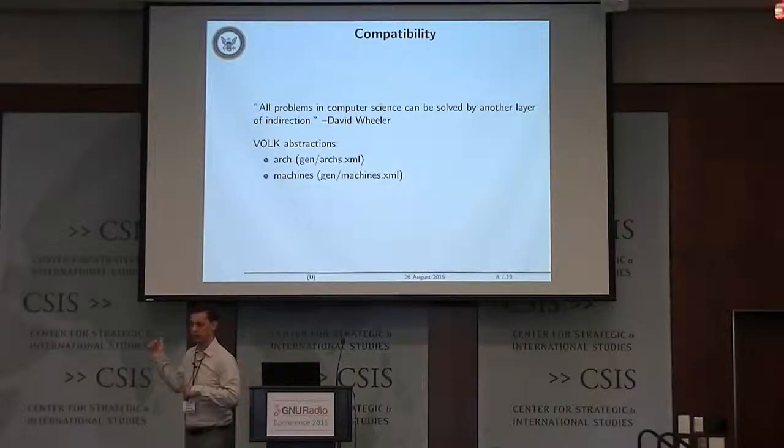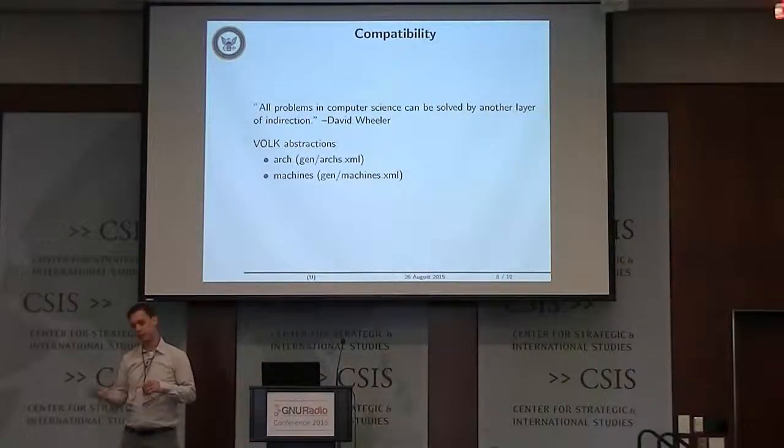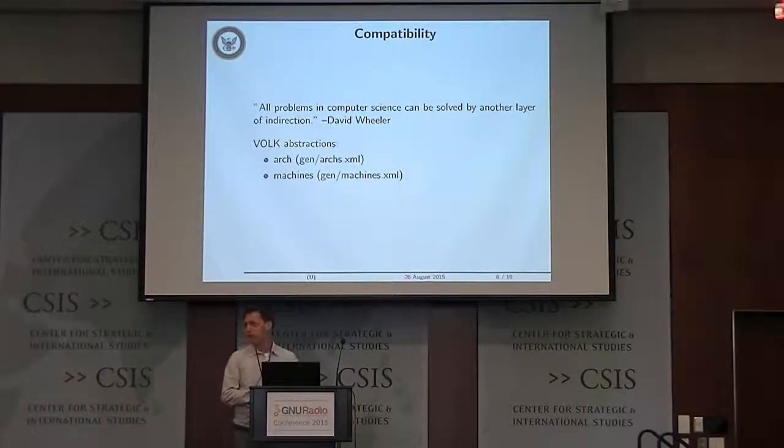There's this famous quote from David Wheeler that all problems in computer science can be solved by another layer of indirection. And there's the corollary, if anyone knows it, except for the problem of too many layers of indirection. So Volk has two abstractions that I'm going to cover: the architecture and the machine abstraction. If you look in the Volk source tree, there's a folder called gen, and inside there are two XML files, archs.xml and machines.xml. They contain the XML that describes these abstractions.